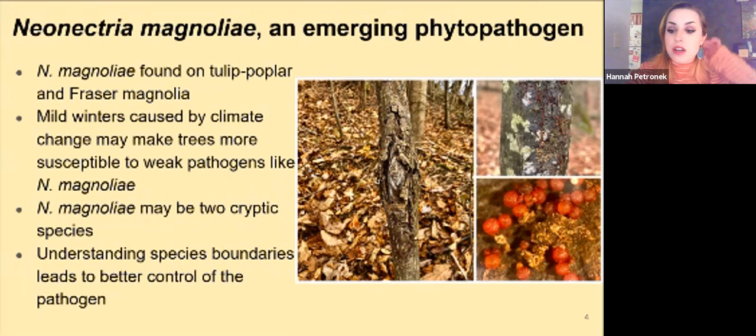Neonectria magnoliae causes perennial target cankers, which can eventually wrap themselves around the main trunk or branch of a tree and kill it. Milder winters due to climate change may be the reason that weaker pathogens like this one are becoming more prevalent in our forests. As Fraser magnolia and tulip poplar are at two very different elevations, we have been led to believe that Neonectria magnoliae might actually be two different species. Even though it is a weak pathogen, investigating the species boundaries can help us prepare for future epidemics of this fungal pathogen and help us to better control it.